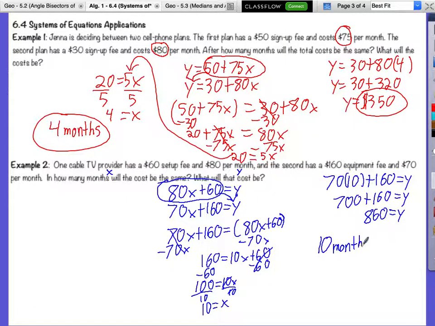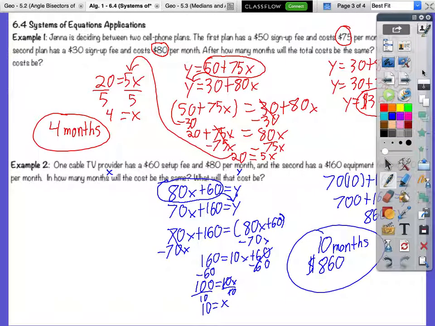Because remember, with word problems, we need to do more than just write an ordered pair. We have to answer these questions. And what will that cost be? $860. So this is our answer for that. See how we still had our x and our y, but we have labels with it as well, right? We didn't just say 10, 860. We said 10 months, $860. Questions on that one? It is pretty close to a year.